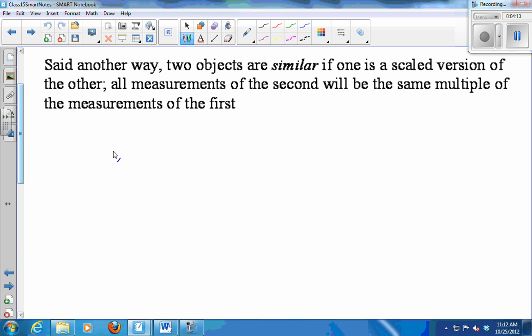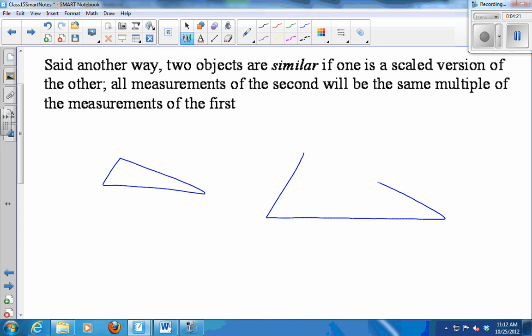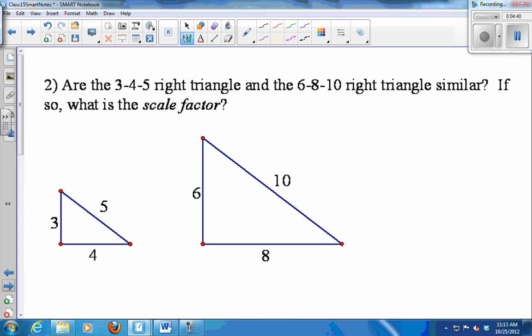So if I draw this triangle and this triangle, they'd be similar. They have the same shape. One's just a blown up version of the other. The symbol for similar is that little squiggly line. So these two triangles, 3, 4, 5, and a 6, 8, 10, are they similar? Yes. What is the scale factor? Yeah, I doubled all the measurements from the little one to the big one. So yes, they're similar. Scale factor is 2.